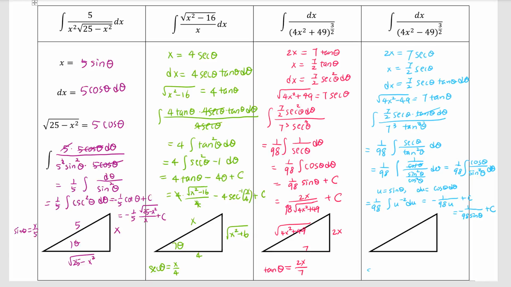Okay, and secant is 2x over 7, so that's the hypotenuse over adjacent. Then the opposite side is the square root of 4x squared minus 49. Sine is opposite over hypotenuse, so the square root of 4x squared minus 49 over 2x. So flip the 2x to the top. Plus C. So this is our answer.